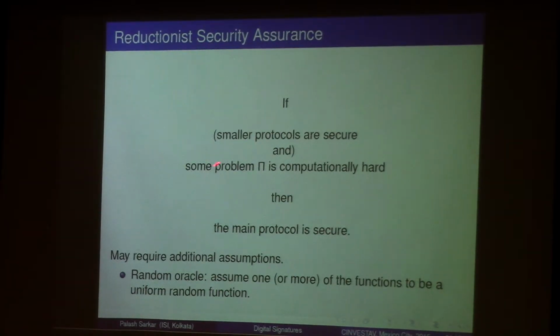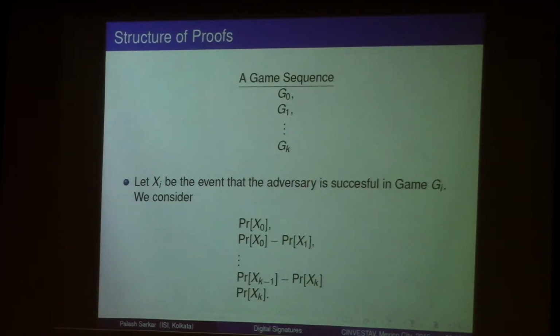Now, along with some problem pi, you could also say some smaller protocols are secure. Also, the proof may require some additional assumptions, such as the random oracle, assuming the hash function to be a random oracle, which is essentially a uniform random function, and so on. But the main goal is, if some problem pi is computationally hard, then the main protocol is secure. Can I prove a theorem such as this? And the proof would go via what is called a game sequence.